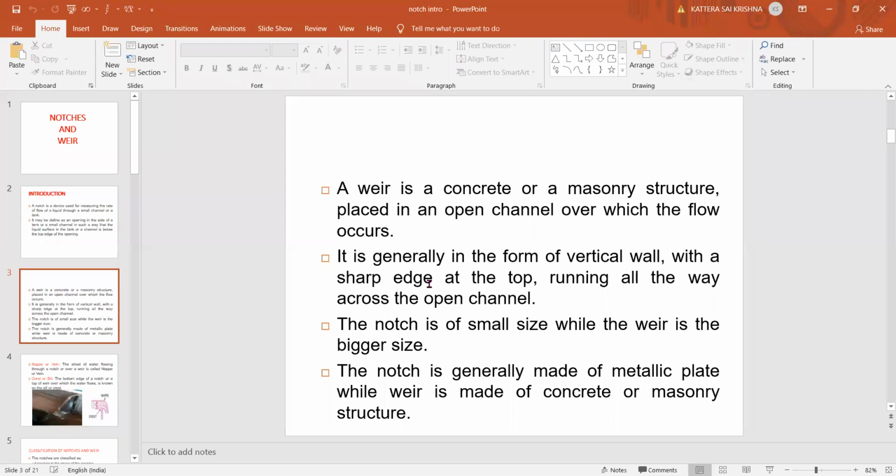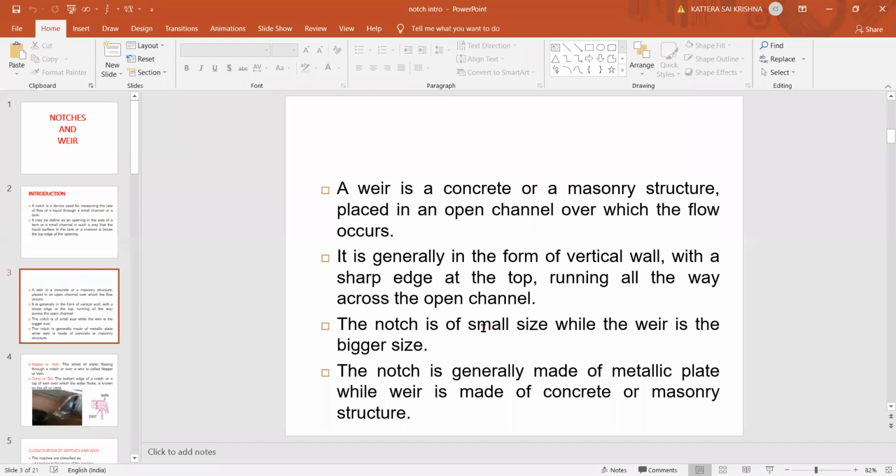It is generally in the form of a vertical wall with a sharp edge at the top, running all the way across the open channel. If you see some small canal, when we construct a rectangular concrete wall, the water will flow above the wall. That is called a weir. The concrete wall which you are creating is called a weir.